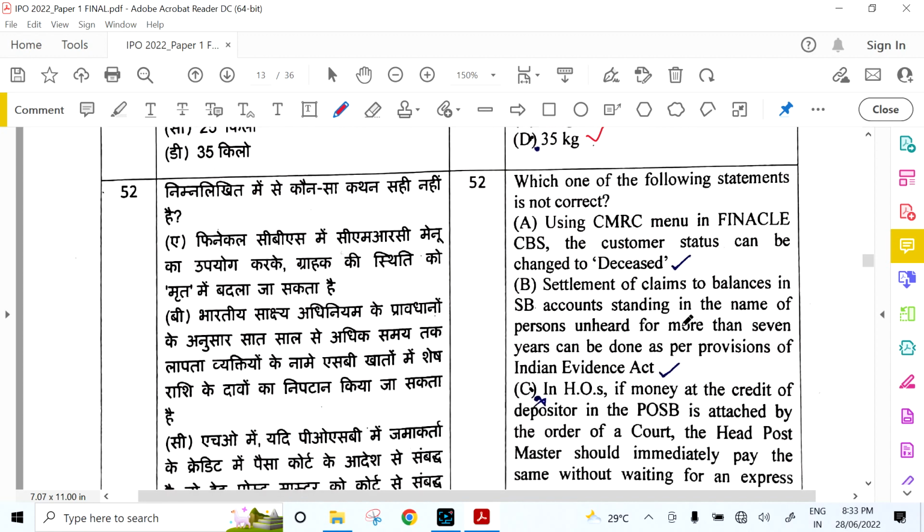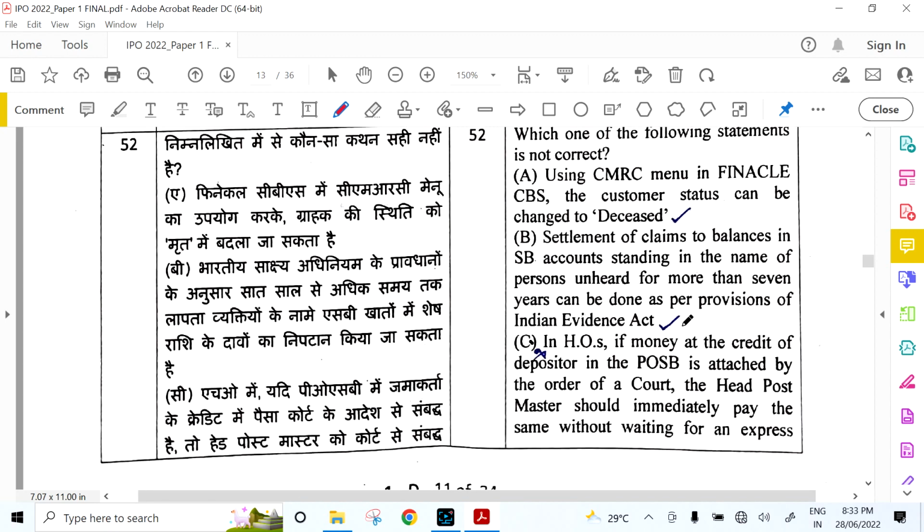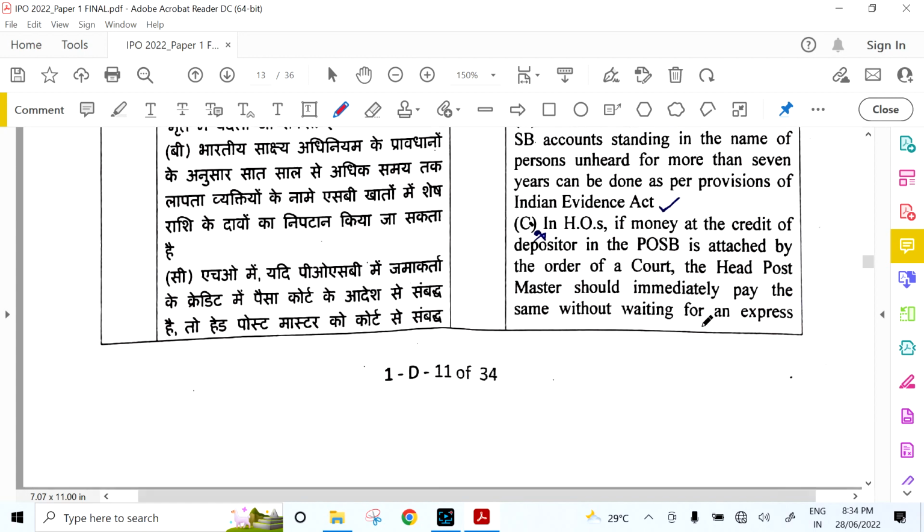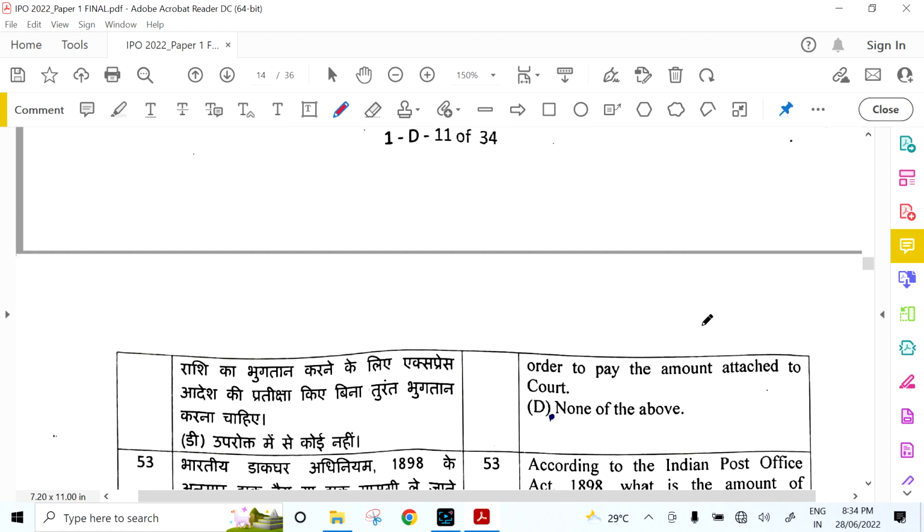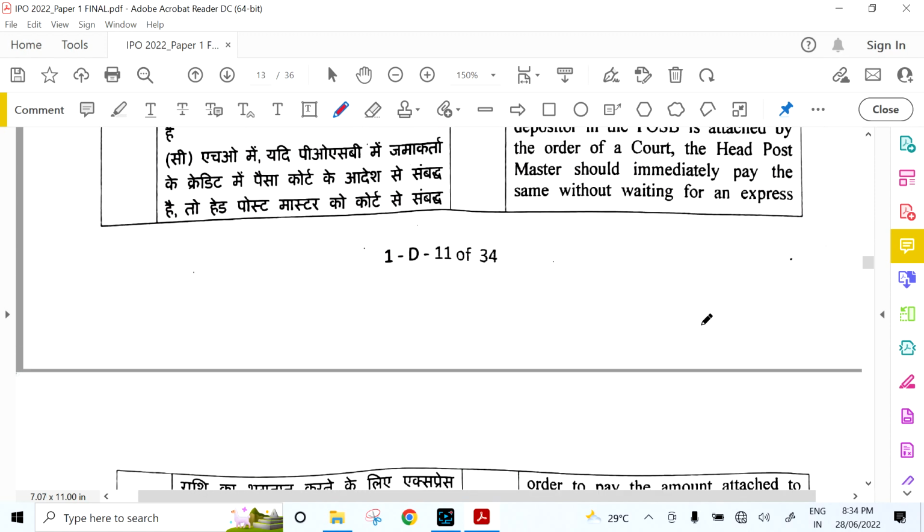Which one of the following statements is not correct? Using CMRC menu in Finacle CBS, the customer status can be changed to deceased. Settlement of claims to balances in SB accounts standing in the name of persons unheard of more than 7 years can be done as per provisions of Indian Evidence Act. In HOs, if money at credit of the depositor in Post Office Savings Bank is attached by the order of court, the head postmaster should immediately pay the same without waiting for an express order to pay the amount attached to the court. None of the above.